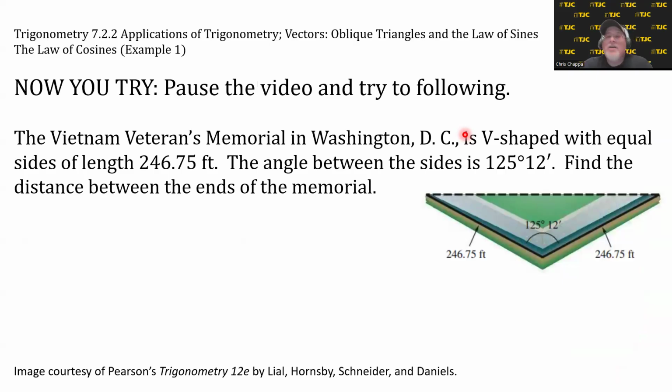Now you try. Pause the video and try the following. The Vietnam Veterans Memorial in Washington, D.C. is V-shaped with equal sides of length 246.75 feet. The angle between the sides is 125 degrees 12 minutes. Find the distance between the ends of the memorial. Pause the video and give it a try.